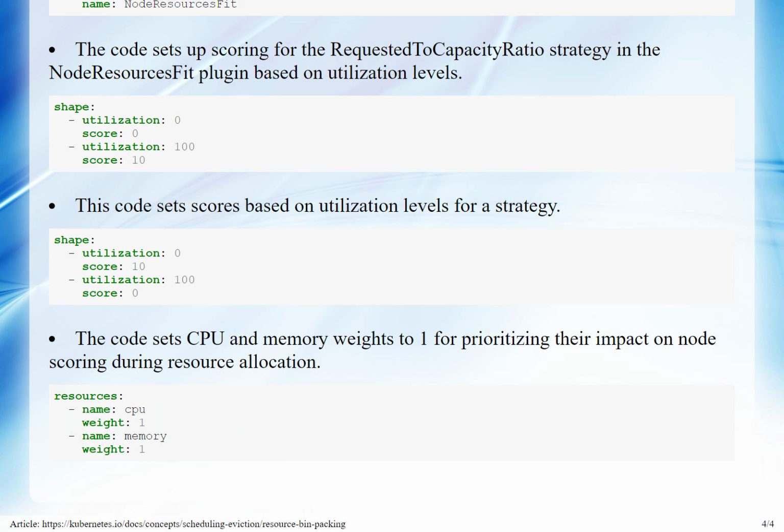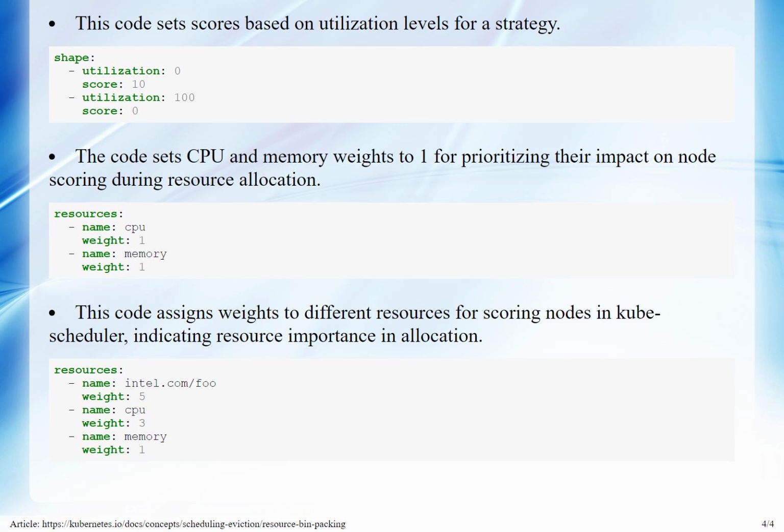This code snippet defines the resources CPU and memory with weights of 1 each, indicating their importance in influencing node scoring during resource bin packing. This code defines the weights of different resources for scoring nodes in the Kube Scheduler plugin configuration for bin packing. The intel.com/foo resource has a weight of 5, CPU has a weight of 3, and memory has a weight of 1. These weights determine the importance of each resource in scoring the nodes for resource allocation.